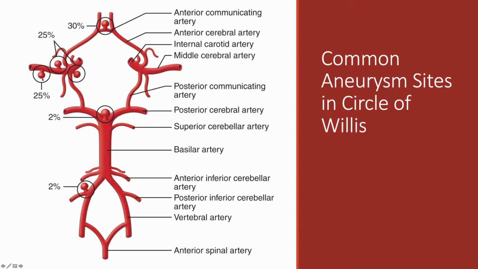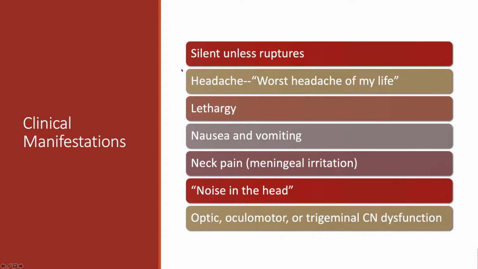Many sites, about 25% in fact, are actually in the middle cerebral artery. But there are also some in the posterior inferior cerebellar artery, here at the posterior cerebral artery, right after the basilar artery. And then there's some, about a third, that occur in the anterior communicating artery, which connects the anterior cerebral arteries in the front of the brain.